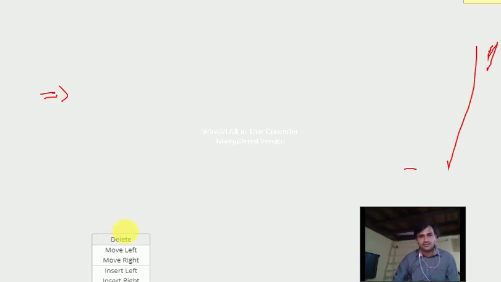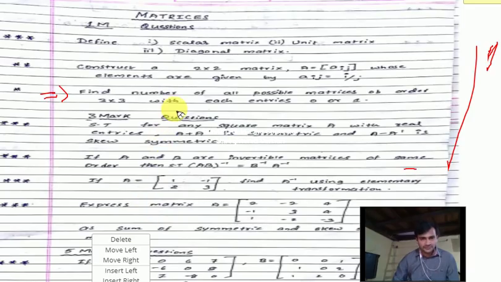So from the matrices chapter, the 1 mark question is many times: define scalar matrix, unit matrix, diagonal matrix like this. Otherwise, construct a 2 cross 2 matrix whose elements will be mentioned. I have mentioned very few questions for this 1 mark part, and you can guess the 3 mark questions here.